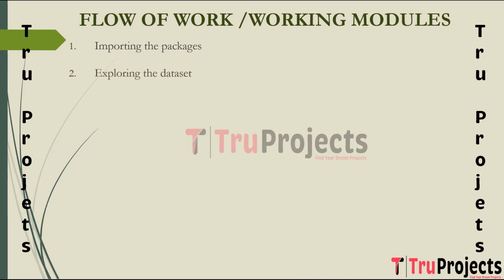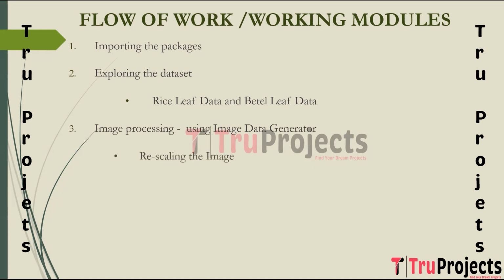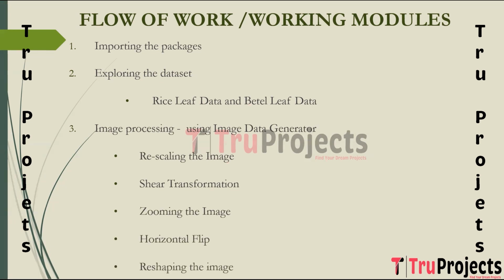Coming to exploring the dataset, this step involves examining the characteristics and the contents of the rice leaf data and betel leaf data. Here we understand the dataset, which is crucial for making informed decisions during the subsequent steps such as data pre-processing and model building. Coming to image processing, this step involves utilizing the image data generator to augment the dataset through several transformations. Here the transformations include rescaling, which is adjusting image intensity values, shear transformation, which is changing the shape of the image, zooming, which is altering the image scale, horizontal flip, which is creating mirror images, and reshaping, which is adjusting image dimensions.